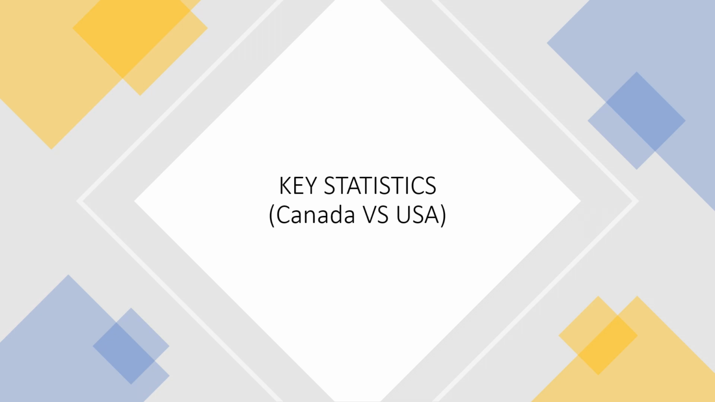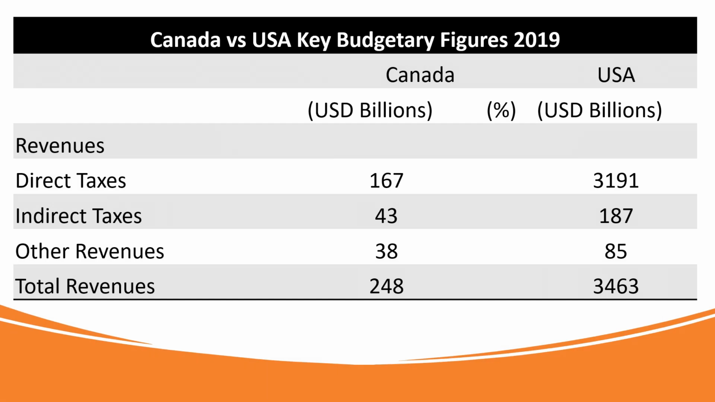Let us quickly look at some of the key numbers for Canada and USA that we will use in our ratio analysis. All monetary values are expressed in billions of US dollars. This table tells us that revenue resources of the USA government are massive when compared with Canada's resources. Whether it is direct taxes, indirect taxes, or other sources of revenue, Canada's resources are only a fraction when compared with the USA. At least we can say that Canada is a small country in terms of budgetary resources when compared with the USA.